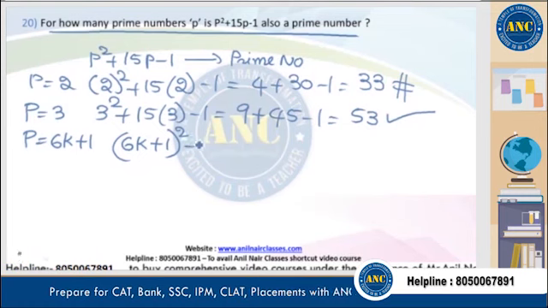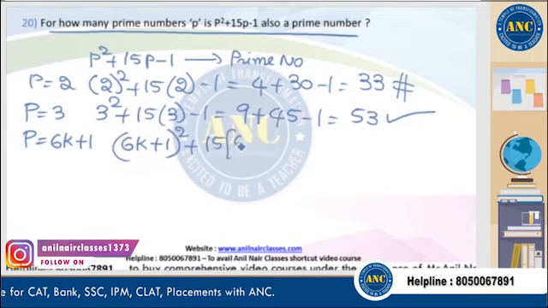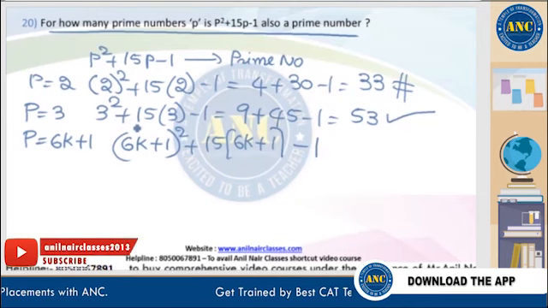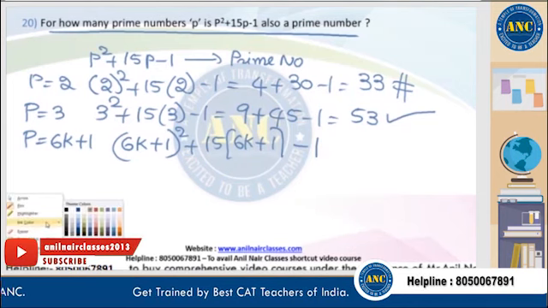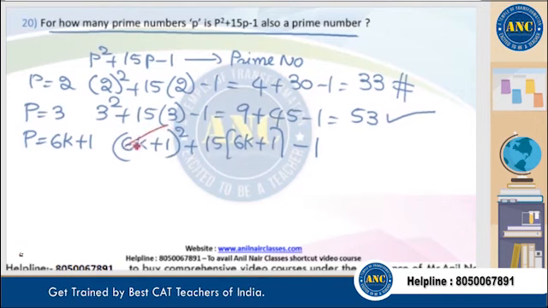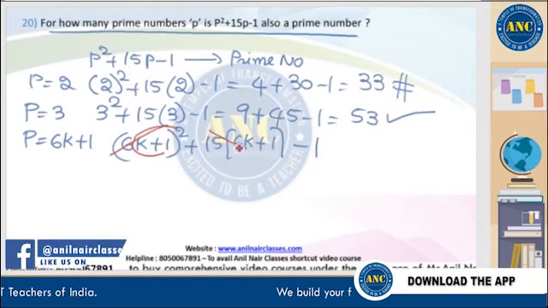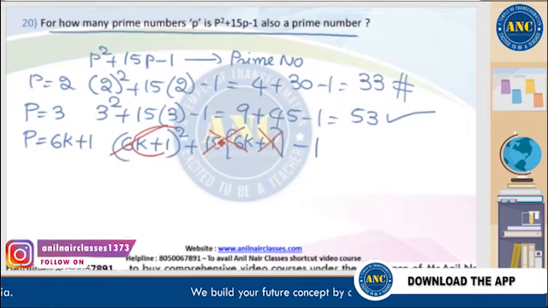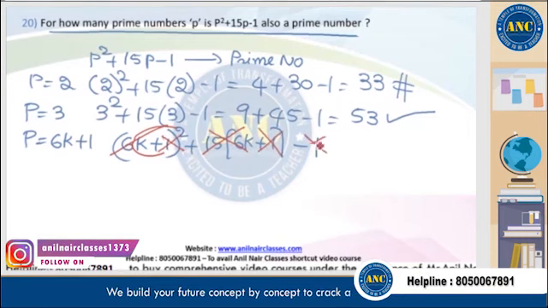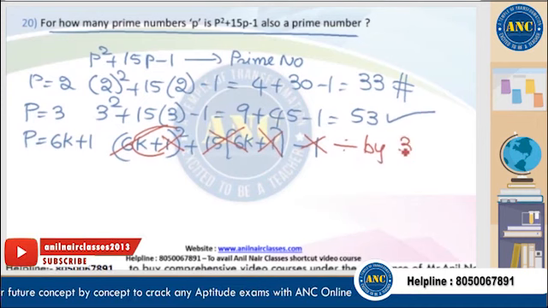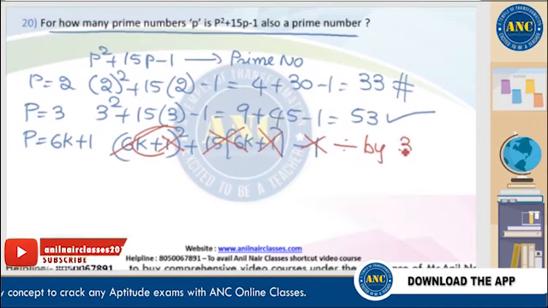6k plus 1 whole square plus 15 into 6k plus 1 minus 1. You don't need to expand it directly right now, because we have done that: 6k square is divisible by 3, 2 into 6k is divisible by 3, 15 is divisible by 3, plus 1 minus 1. The entire number is divisible by 3.